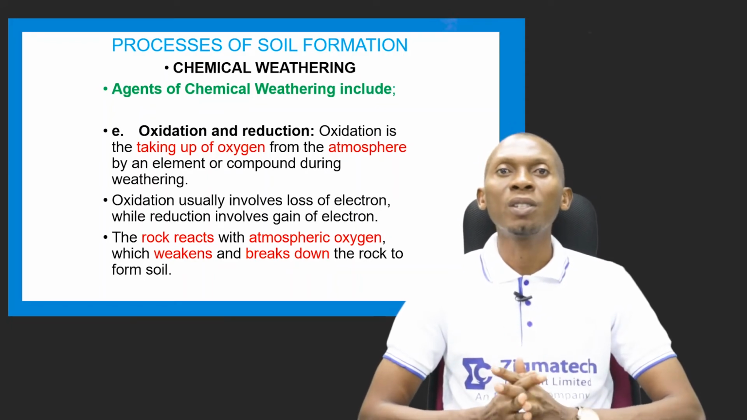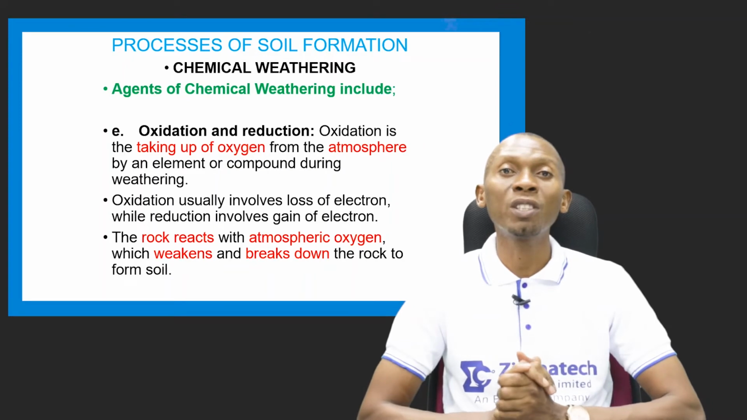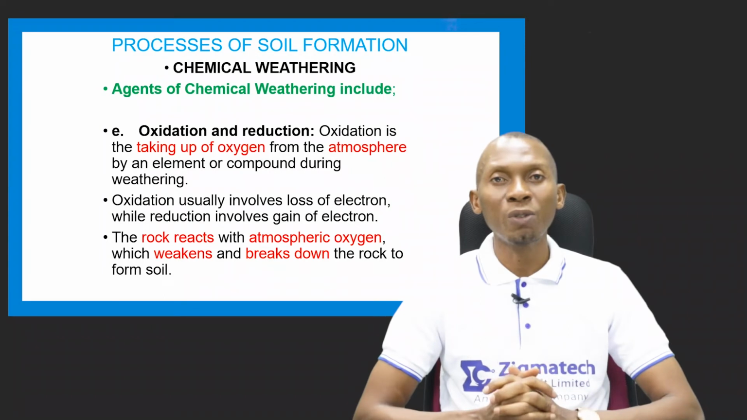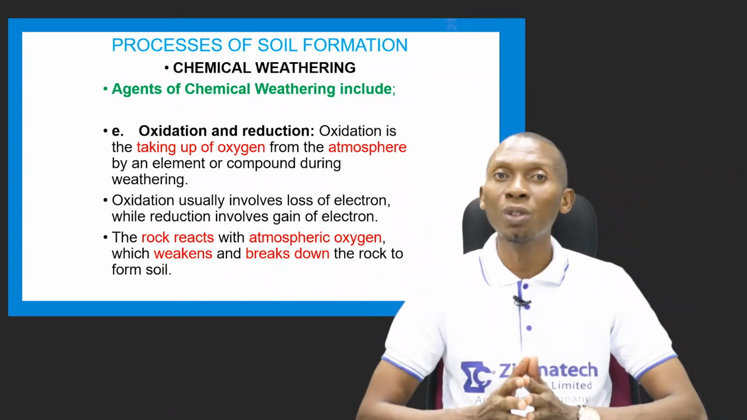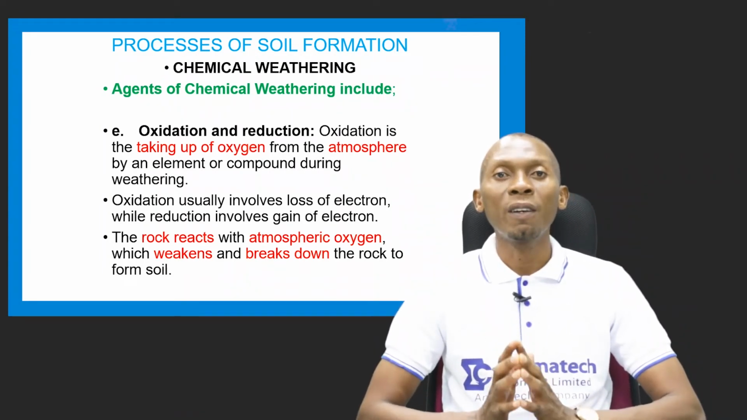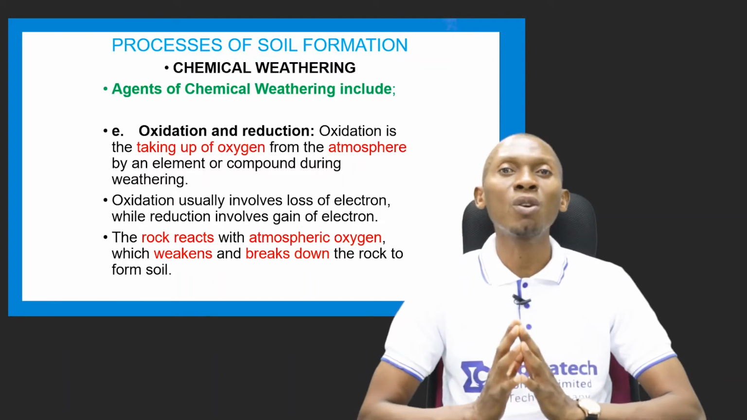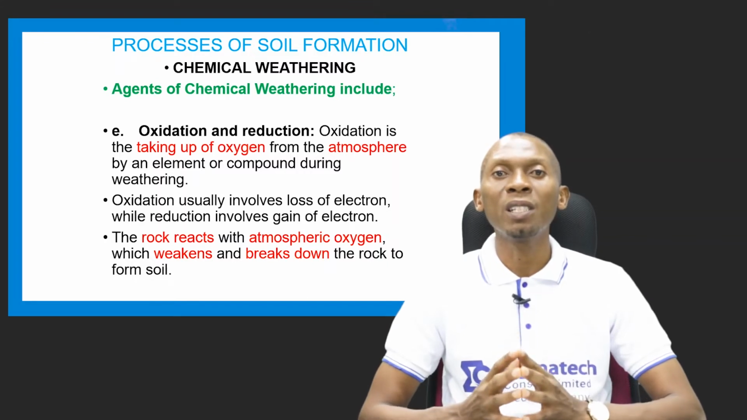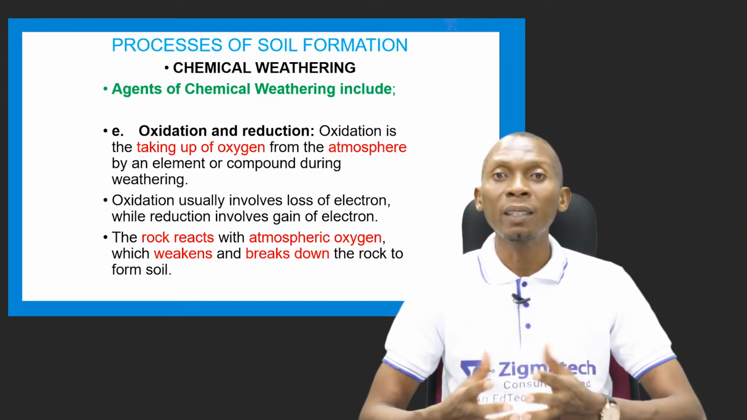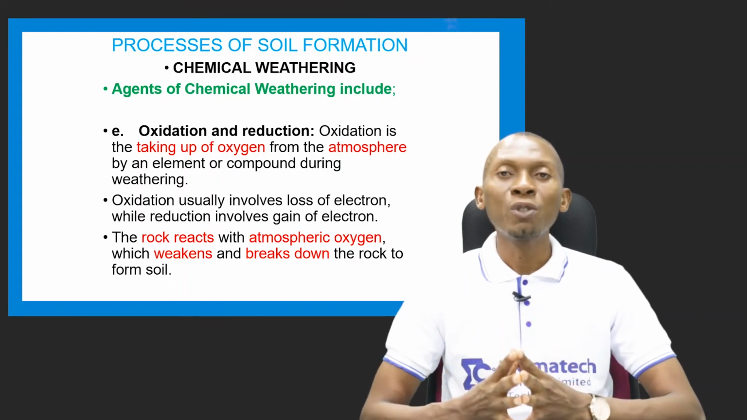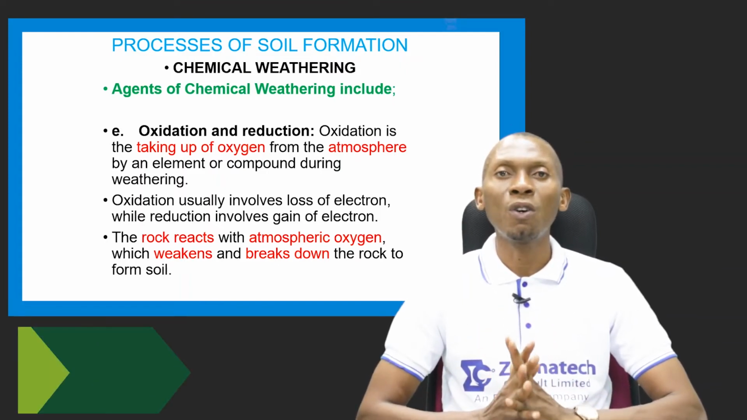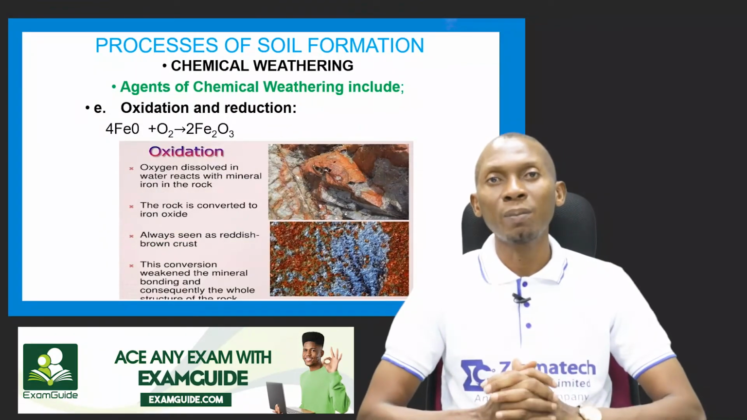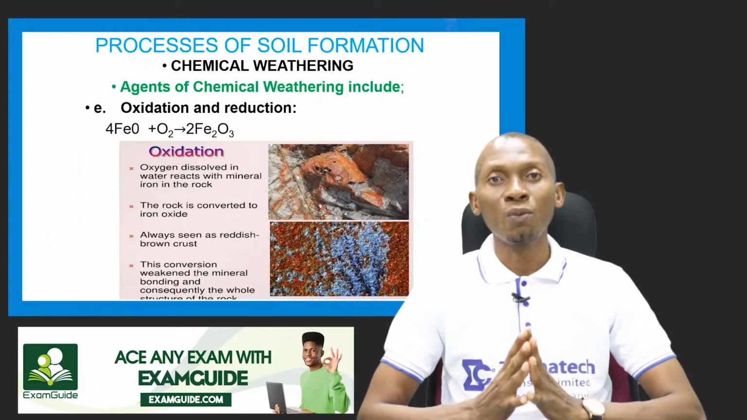We have oxidation and reduction. Of course, oxidation has to do with the taking up of oxygen from the atmosphere by an element or a compound during weathering. Oxidation has to do with the loss of electrons, while reduction has to do with the gain of electrons. So once these rock minerals react with atmospheric oxygen, they get weakened, and eventually the rocks break down to form soil. So this also explains oxidation and reduction.